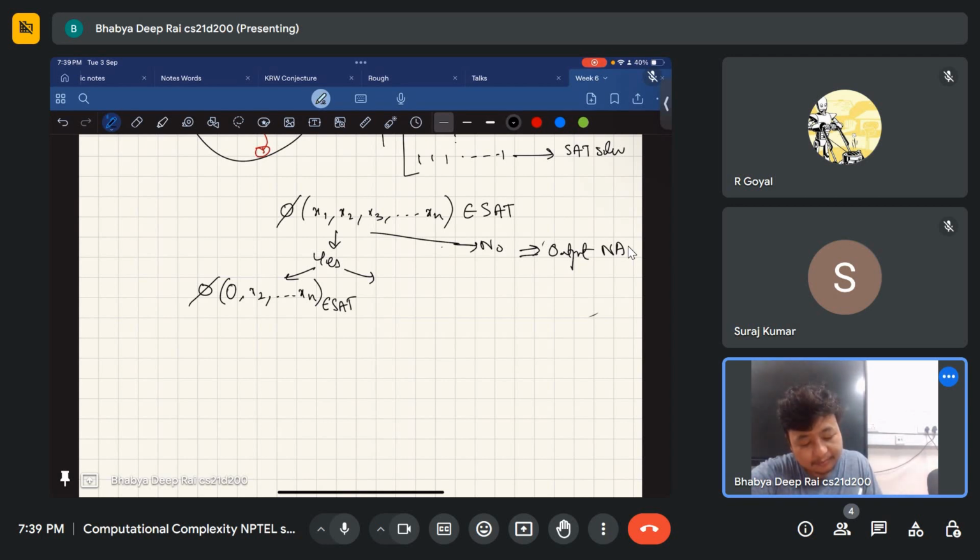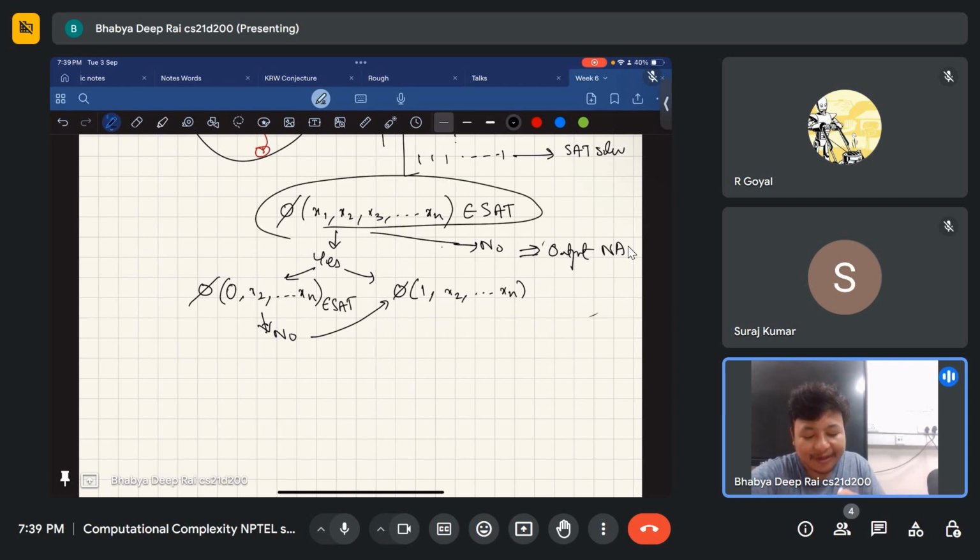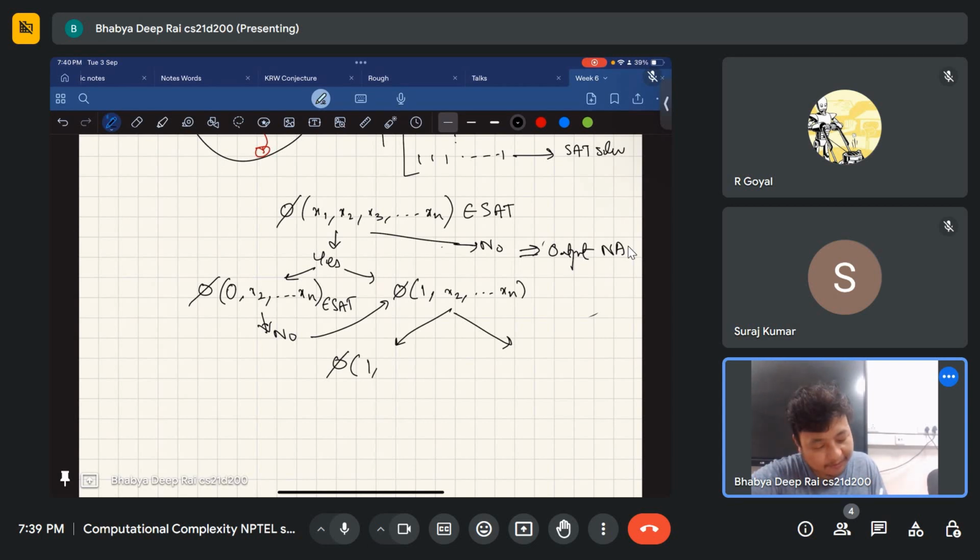Suppose it says no. Then I'll change the 0 to a 1 and then ask. Of course this one is in SAT because initially the formula was set to be satisfiable, and x is to be set to either 0 or 1. So on setting x to 0, it is not satisfying. Then obviously on setting x to 1 it is satisfying. So I don't even need to bother checking whether it is in SAT. Next, I have two possibilities now. I'll change phi to 1, 0, x3 and so on till xn, or I can have phi 1, 1, x3, so on till xn.